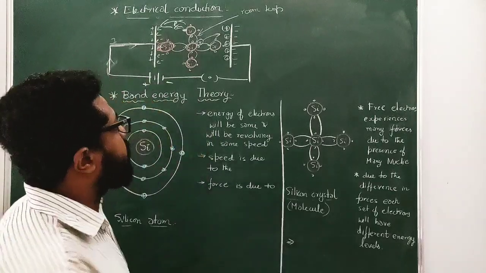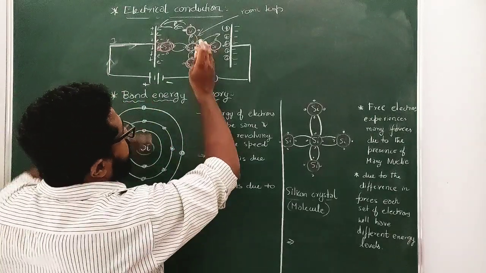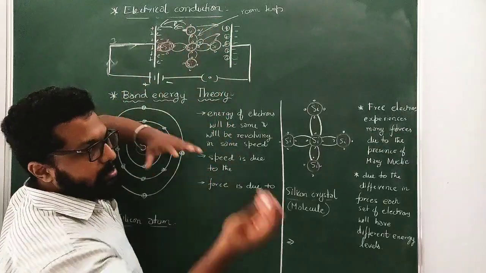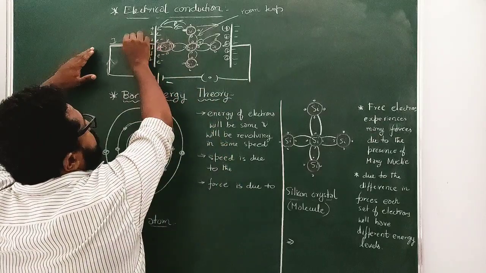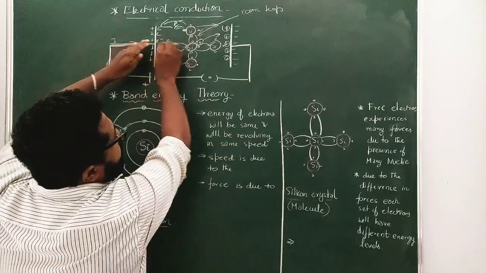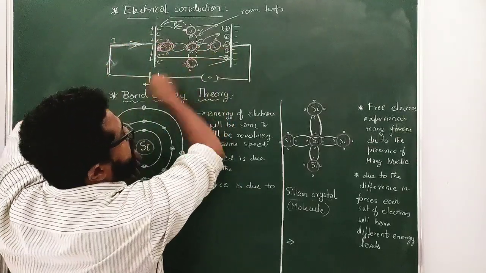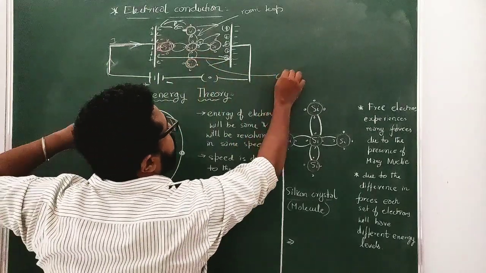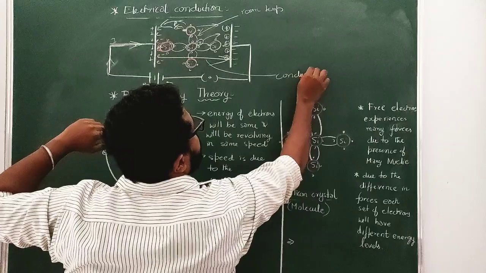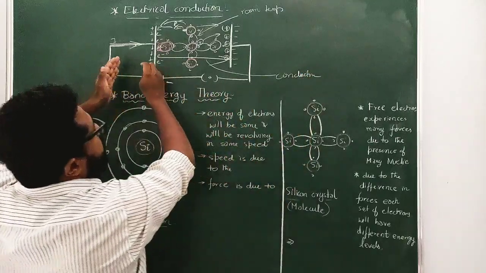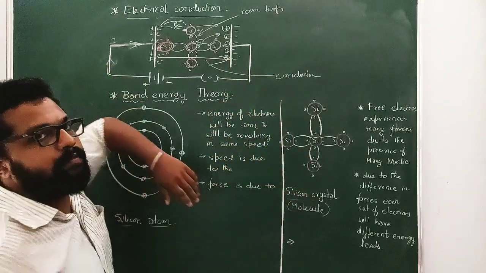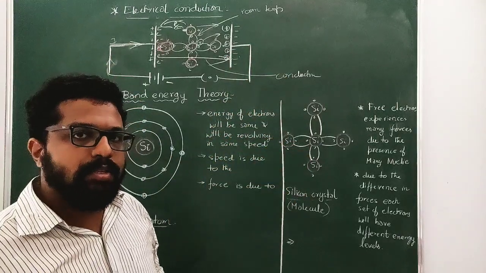So that is what we understood over here: the electrons start moving this side and the holes start moving the other side, which means the charges coming from here to here will pass in this direction, which means the conduction is taking place. Conduction takes place from the positive end of the potential difference to the negative end. Okay, so this is how it is.